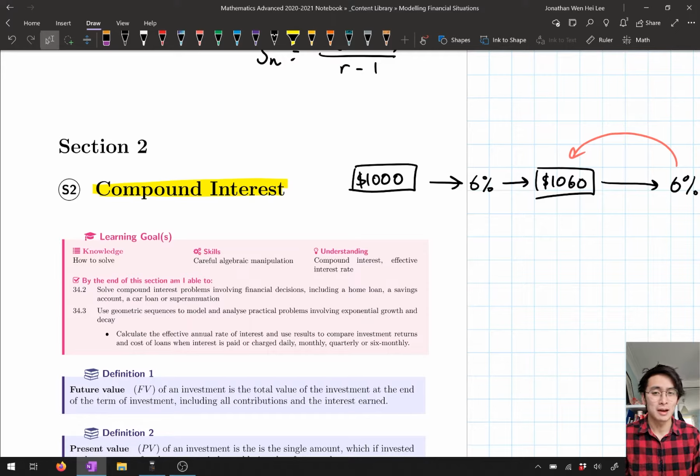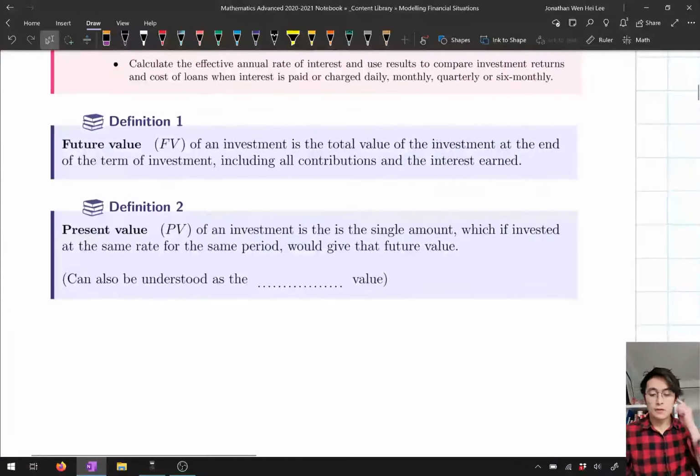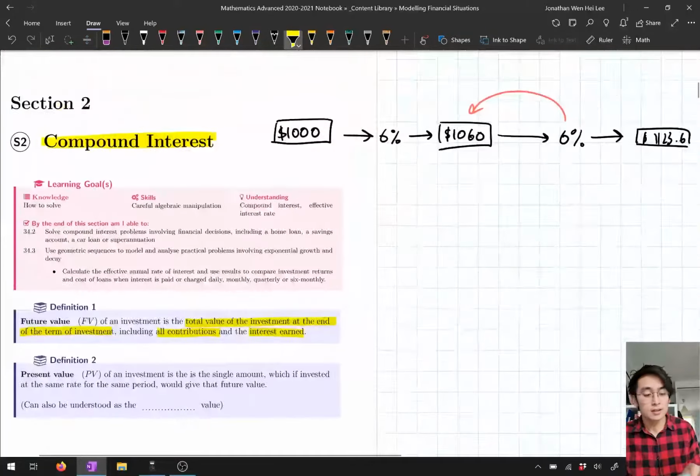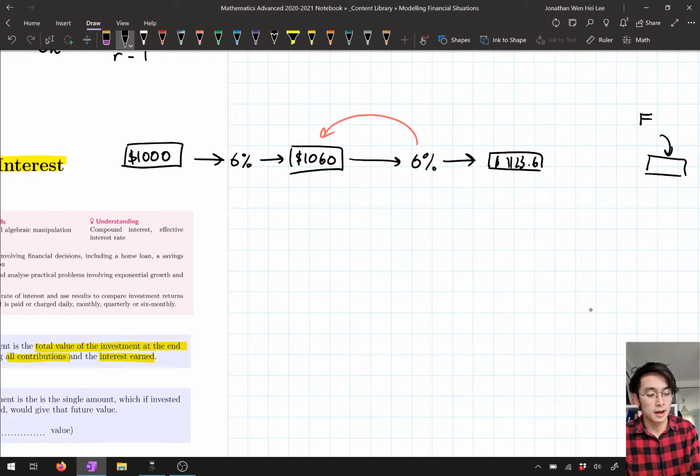Now, first of all, before we do any of that, we need to introduce a bit of terminology. So, definition 1. Future value. The future value of an investment is the total value of the investment at the end of the term of investment, including all contributions and the interest earned. So when we talk about future value, what this means is, let's say we invest this $1,000 for 5 years. The future value is just the amount at the end of 5 years, the final amount. Future value is just the amount at the end after however long you've invested it for. So here, let's say we've done it for 5 years. We just want to see how much money is in the account at the end there.